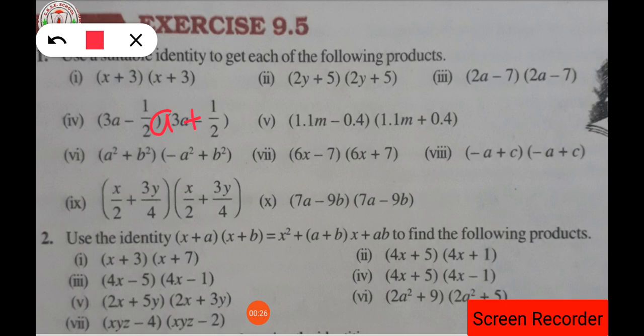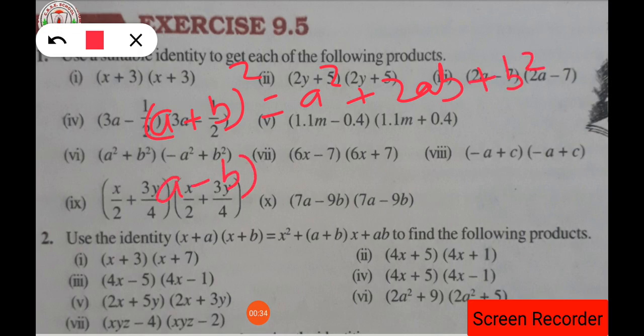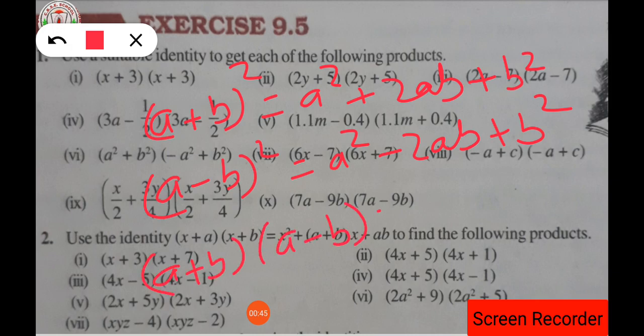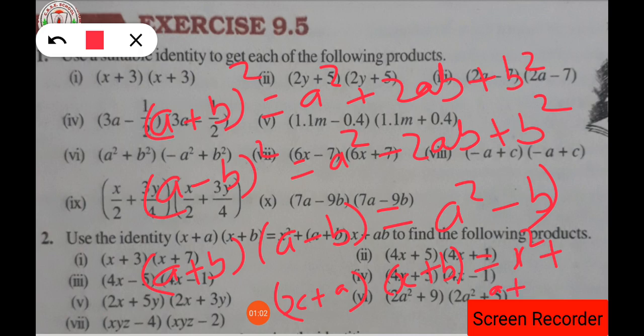First one is a plus b the whole square, that is a square plus 2ab plus b square. Second is a minus b the whole square, that is a square minus 2ab plus b square, isn't it? And third one is a plus b into a minus b is equals to a square minus b square. Now the last fourth identity is x plus a into x plus b is equals to x square plus a plus b into x plus ab.